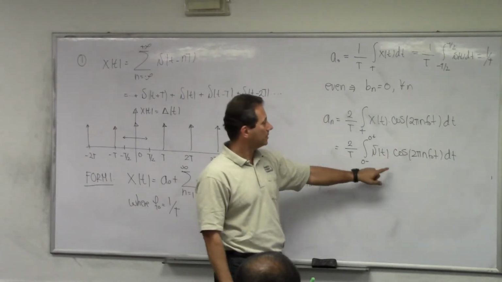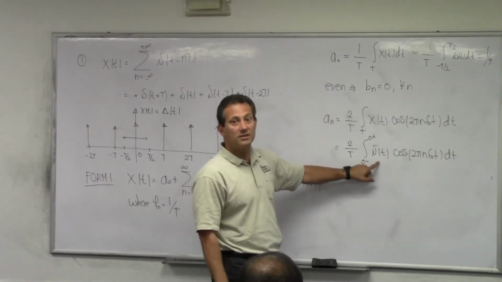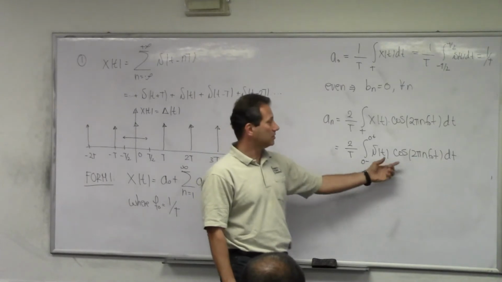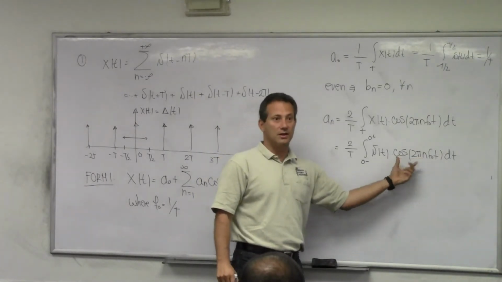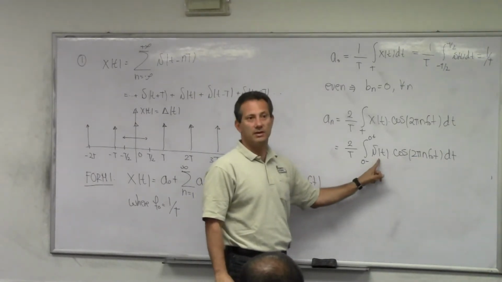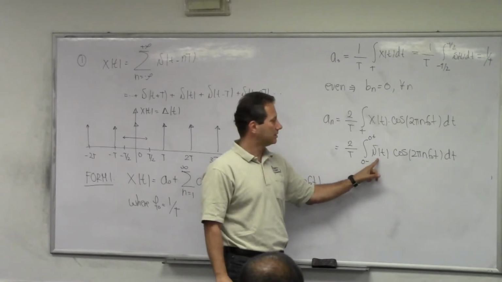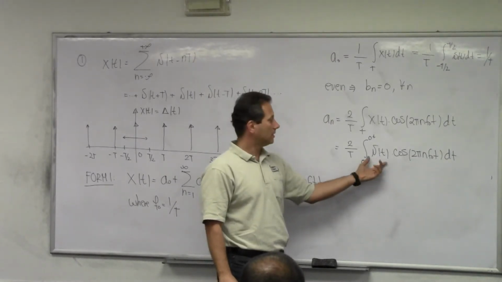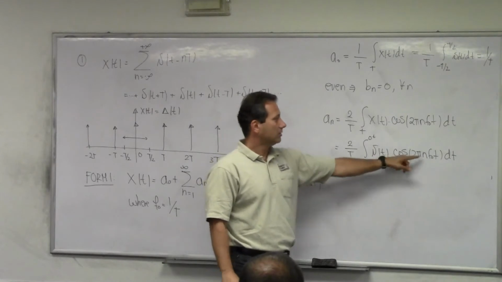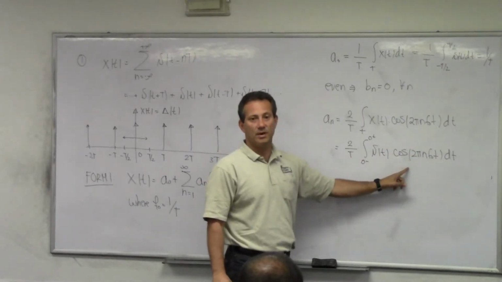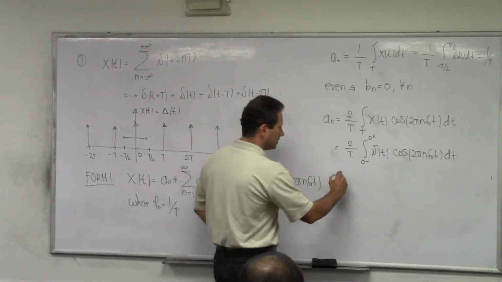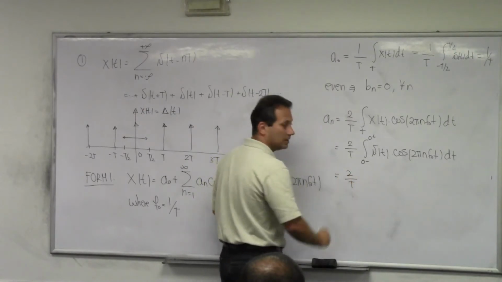Look at the sifting property. It is 1. Why is it 1? Because what matters is only the value of this function at the point where delta is non-zero. And in this point 0, the value of this function, cosine, is 1. So the value of this integral is 2 over T.